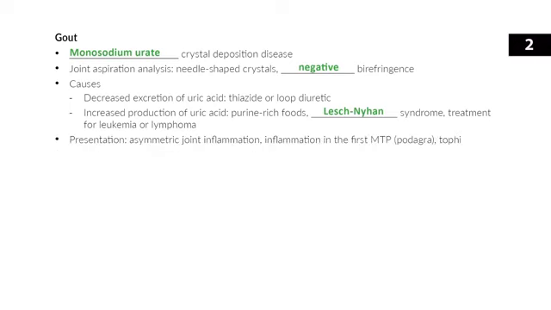Clinically, gout presents with asymmetric joint inflammation. So instead of several inflamed joints in both hands, like with rheumatoid arthritis, with gout, you may have one inflamed joint here, one inflamed joint there, and so the pattern of joint involvement is asymmetrical. And it's usually just one joint at a time, which is different from both osteoarthritis and rheumatoid arthritis.